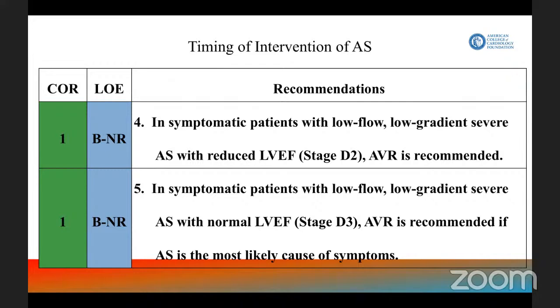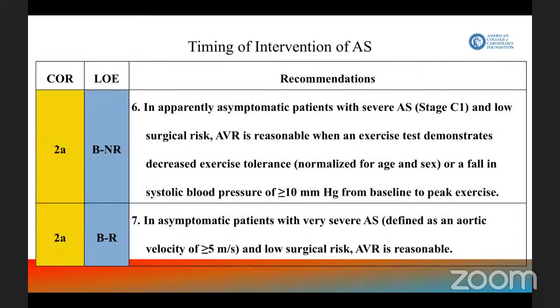And for symptomatic patients with low flow, low gradient, severe aortic stenosis, but normal LV ejection fraction, stage D3, AVR is recommended if the aortic stenosis is the most likely cause of symptoms, as a class 1. For asymptomatic patients with severe aortic stenosis, stage C1 and low surgical risk, AVR is reasonable when an exercise test demonstrates decreased exercise tolerance or a fall in systolic blood pressure of more than 10 millimeters of mercury from baseline to peak exercise, as a class 2A.